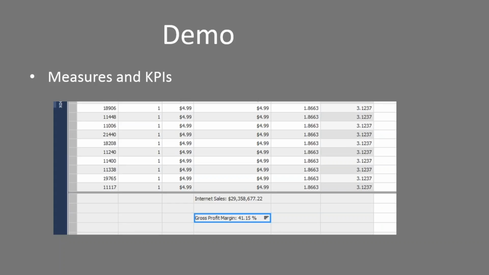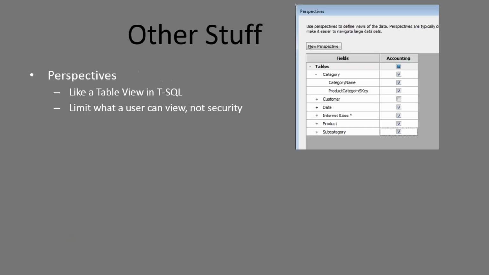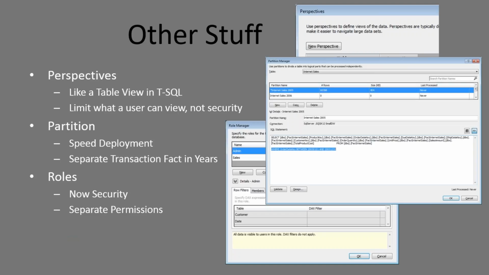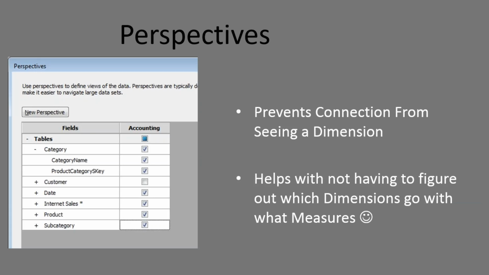All right, so that was our demo of the measures and KPIs. We're really practically finished in about 35 minutes with creating this, and it's because we had this as a dimensional model that works so well. But there's some other stuff. There's perspectives, there's partitioning, and there are roles. And we're going to look at each one individually.